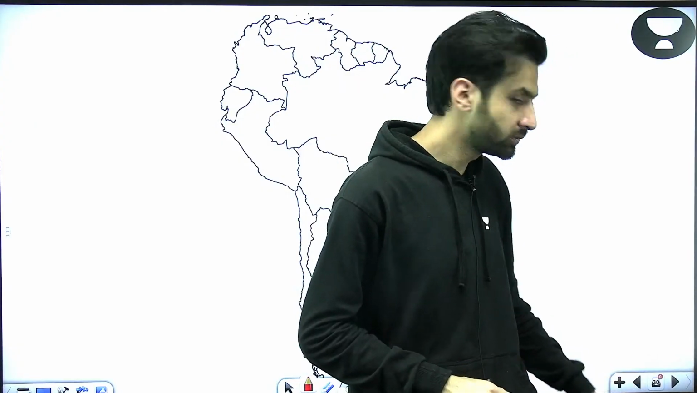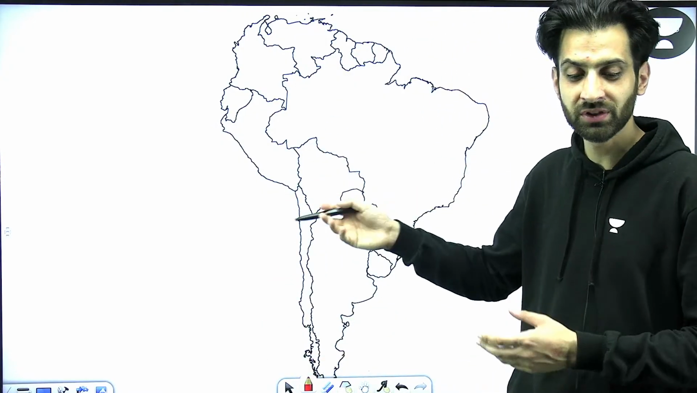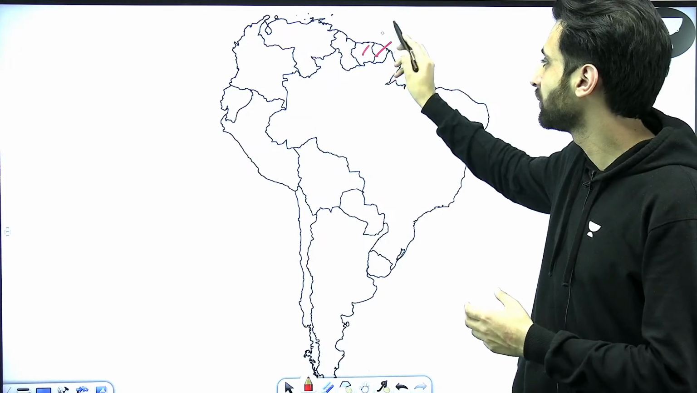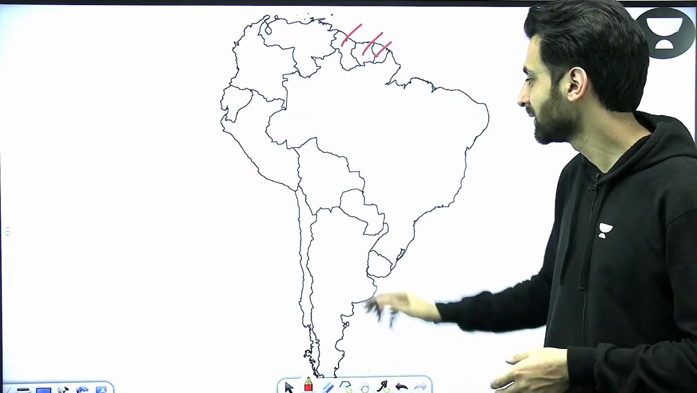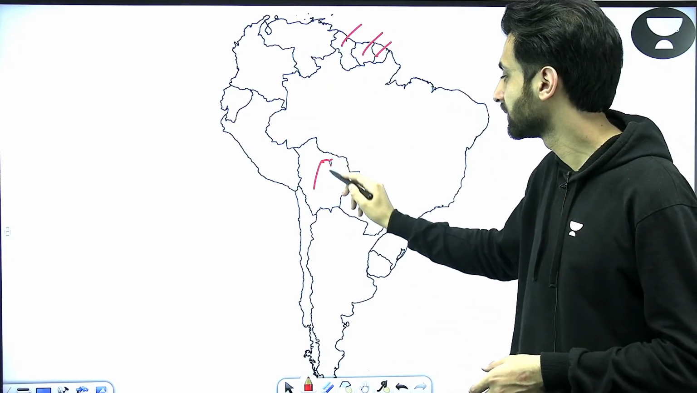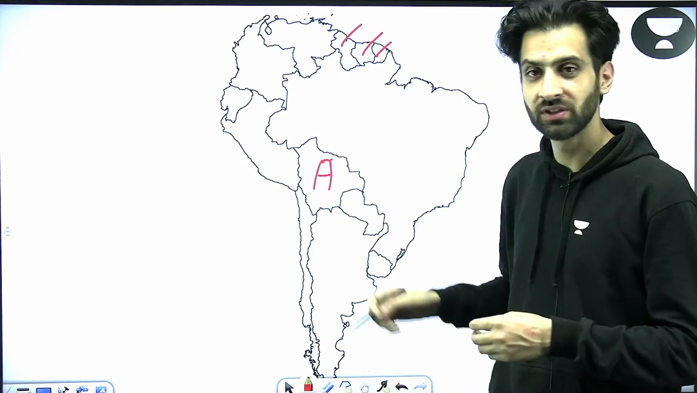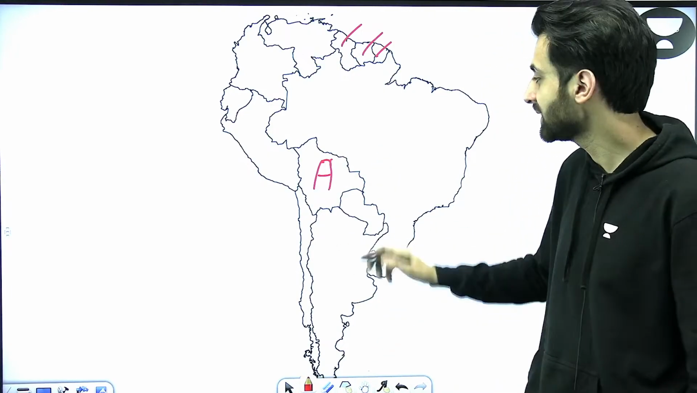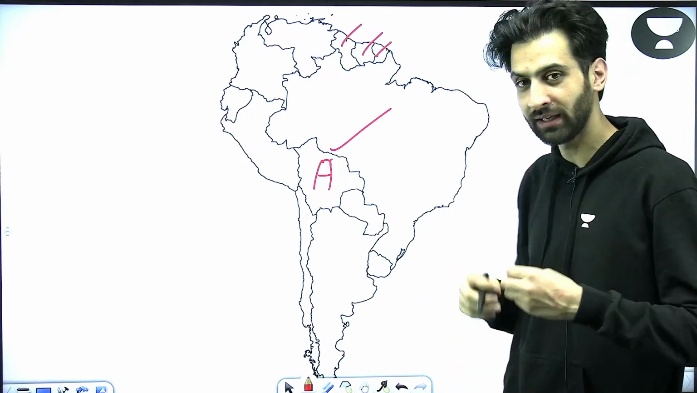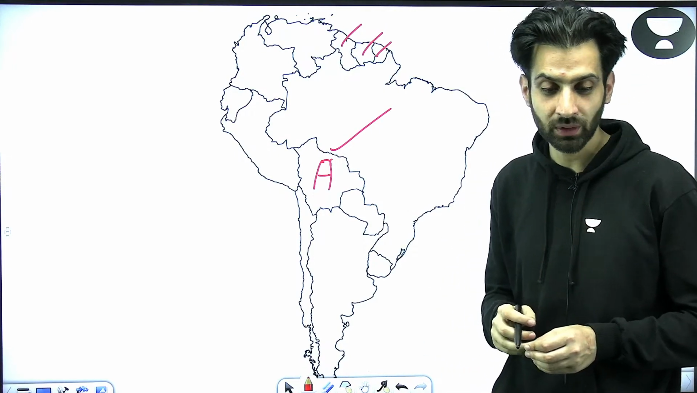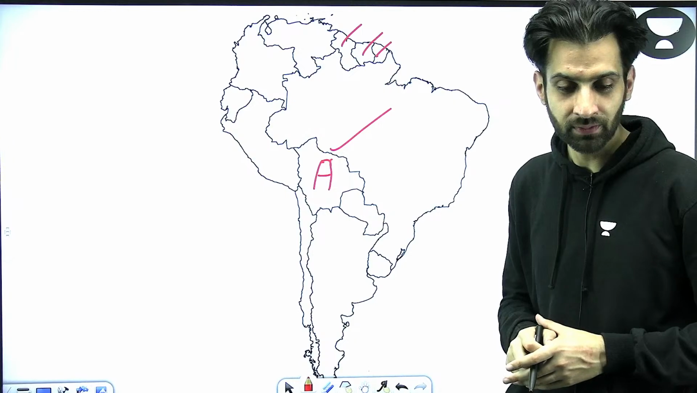And now, this is the map. If you want to do the revision, just take a map like this, then you can name all these places. What is the name of this country where I placed A? Seeing A, please tell me in the comments quickly what is the name of this country, so that I'm not going to ask you too many questions. I'll be keeping it very brief.